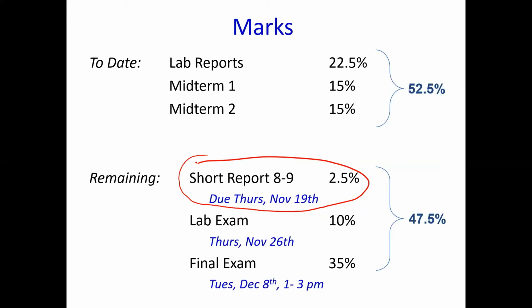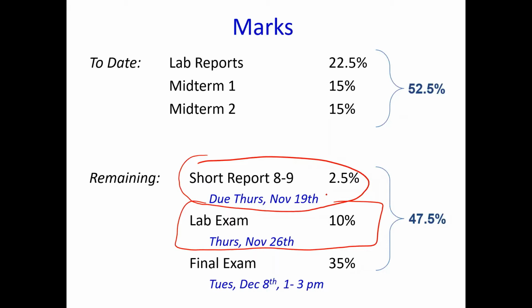Like I said, I will talk about the format of this once I've had a chance to think about it. I'll talk about it a little bit next week and give everyone a note on what to expect. Hopefully, if you're looking to pull your grade up, the lab exam is a good place to get a good mark.